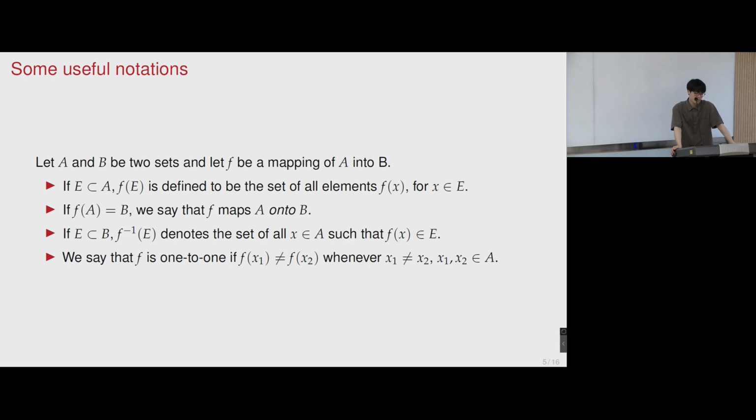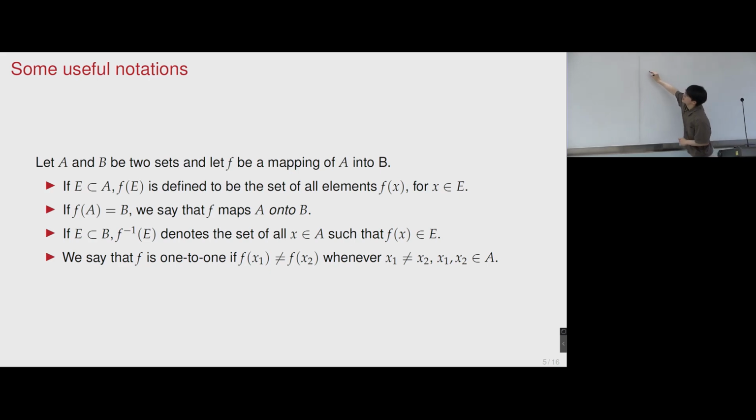So if E is a subset of A, in case you don't know the notation, there's a symbol between E and A that is the subset notation. It's a set notation. So if E is a subset of A, then we define f(E) to be the set of all elements f(x). What does this mean? Let me explain this, and then stop the session.